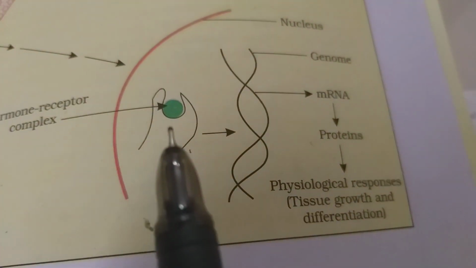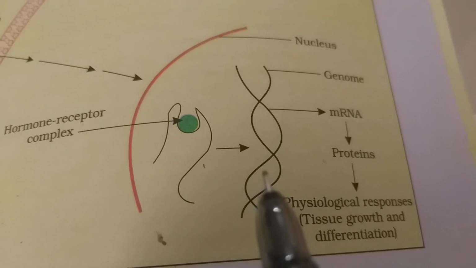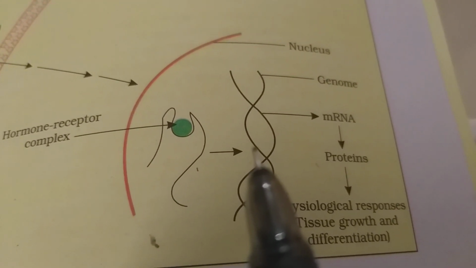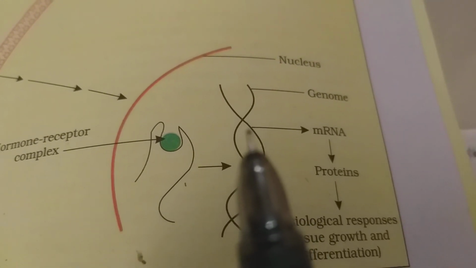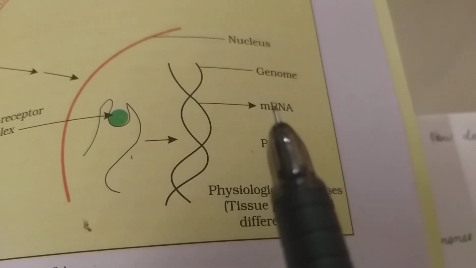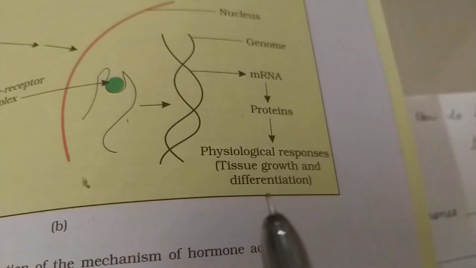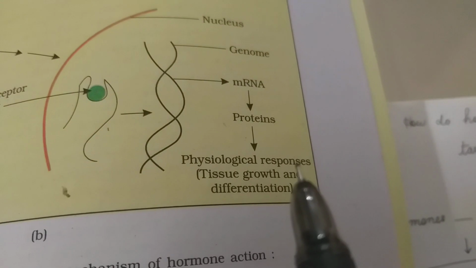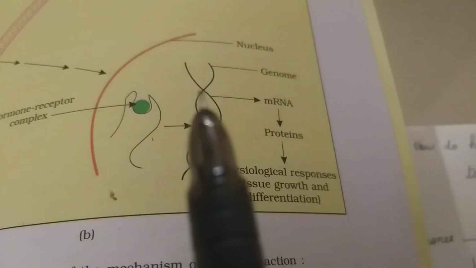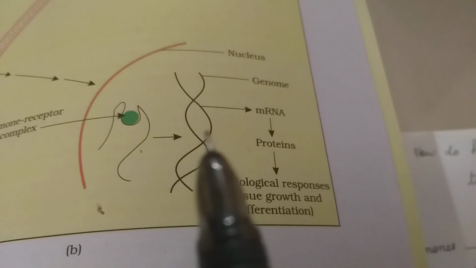The hormone receptor complex now binds to a specific region of the genetic material. This is the genome, the total genetic material inside a cell. The hormone receptor complex binds to a specific region, a specific gene. As a result, from the gene, a specific messenger RNA is formed. The messenger RNA produces a specific protein or polypeptide. Formation of the polypeptide results in a specific physiological change in the tissue like growth and differentiation. This is the response. And when a gene produces messenger RNA that forms a protein, this is called expression of gene.